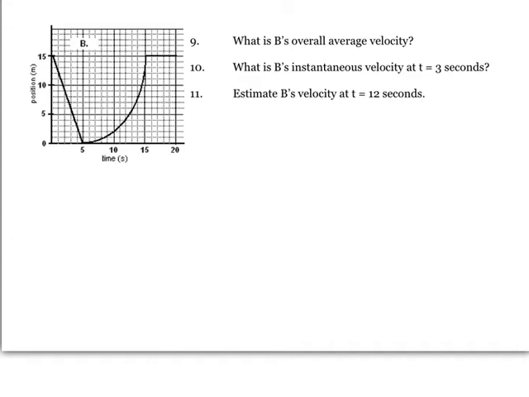The displacement of this first section right here is minus 15 meters. And the displacement overall for the next section was 15 meters. And the displacement for the last section was 0. So it looks to me like the overall displacement for the whole graph is 0.